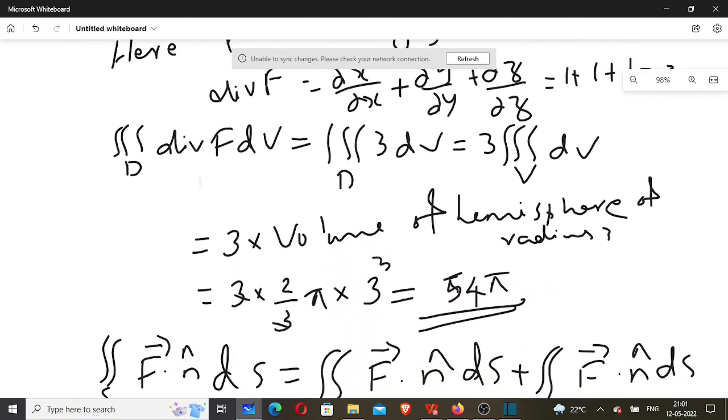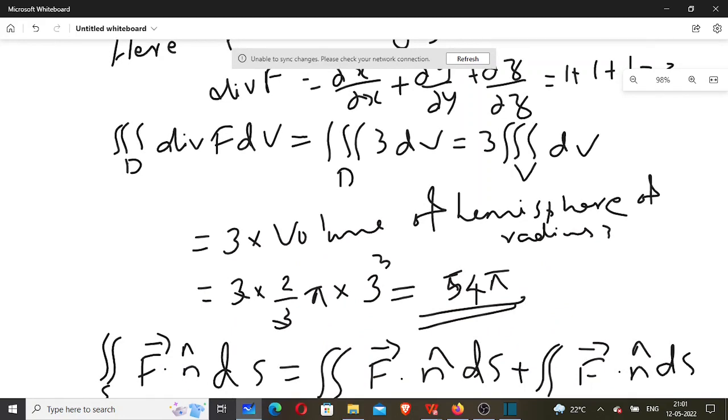Therefore the triple integral over D of div F dV is equal to the triple integral over D of 3 dV, which is equal to 3 times the triple integral over D of dV, which is equal to 3 times the volume of the hemisphere of radius 3. We know that the volume of a hemisphere is (2/3)πr³. So 3 into (2/3)π into 3³, the 3 and 3 cancel, 3³ is 27, 27 into 2π is equal to 54π. So we have got one side value.